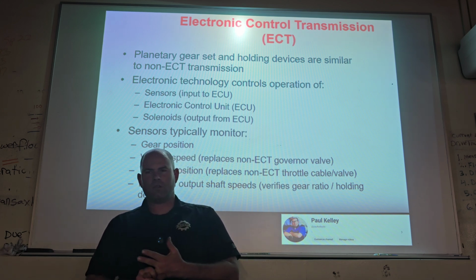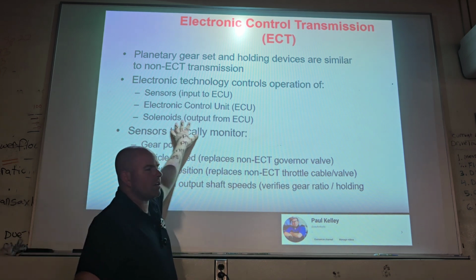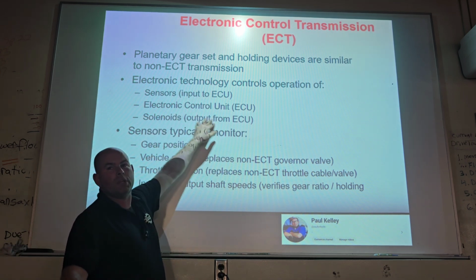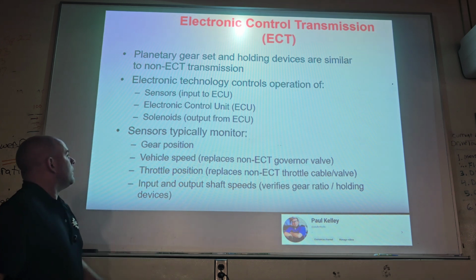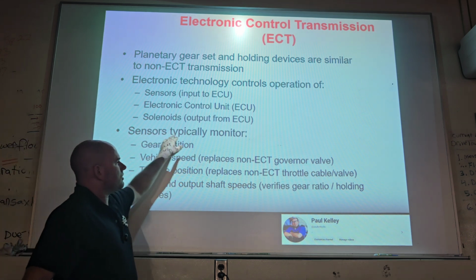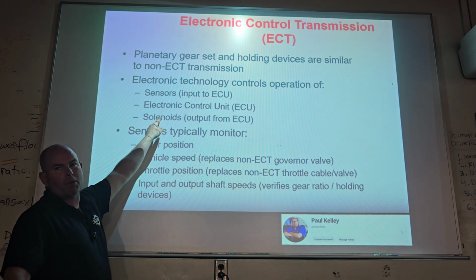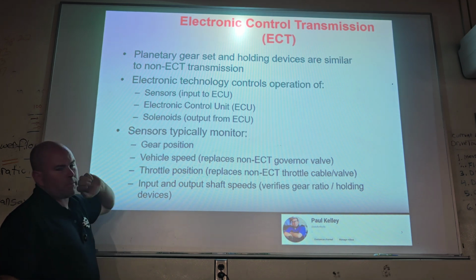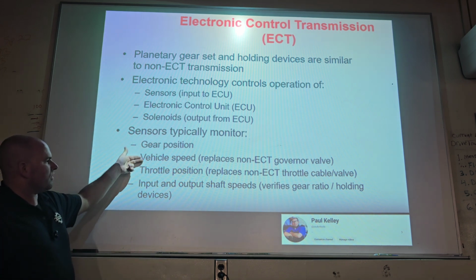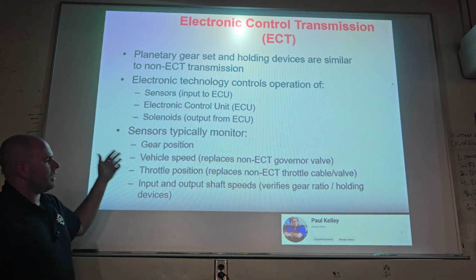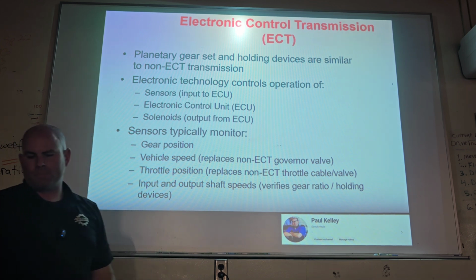You learned it in electrical. But in this case, this is going to be very specific, transmission flavored input, process, output. We're going to spend quite a bit of time on sensors, and on the solenoids, we're going to talk about outputs a lot. The sensors could monitor gear position, vehicle speed, throttle position, input and output shaft speeds. So let's break each one of those down a little bit, one by one.